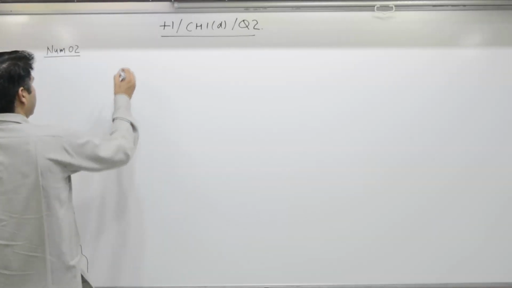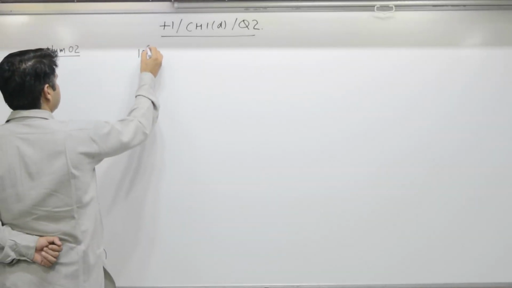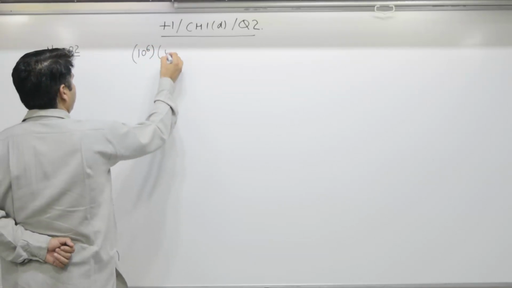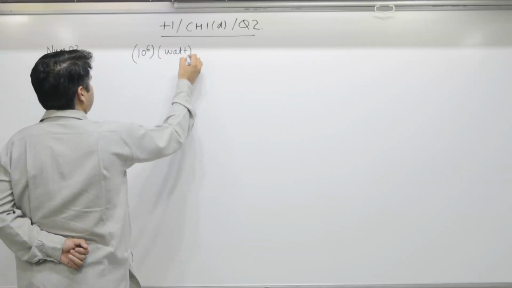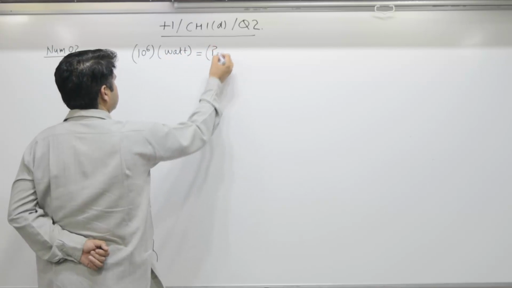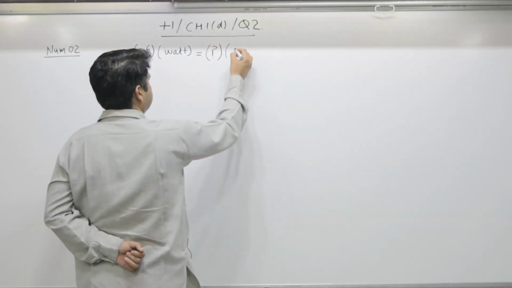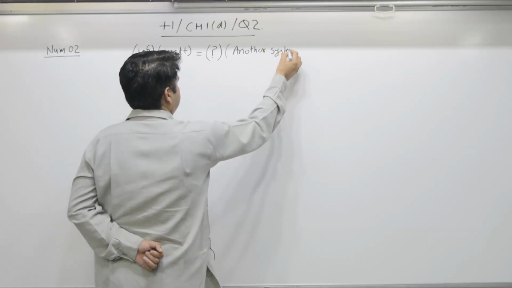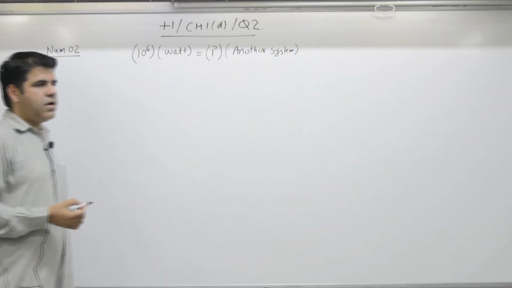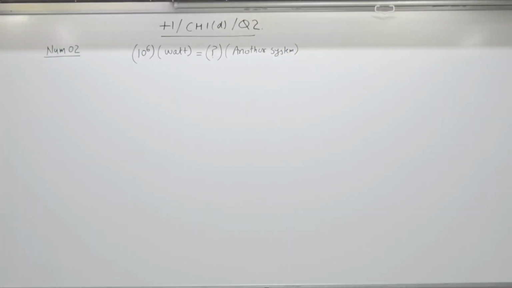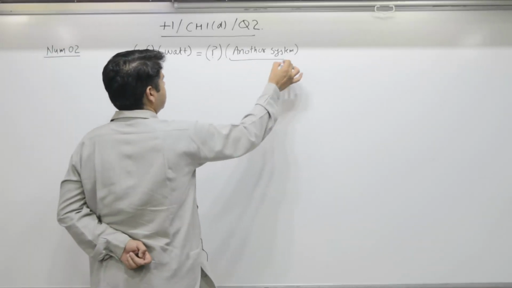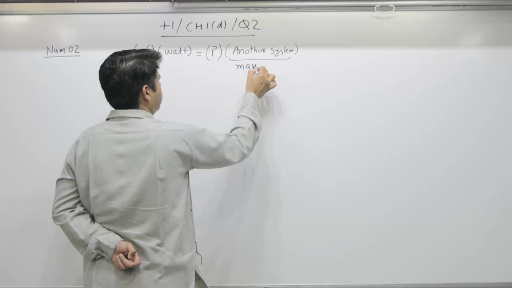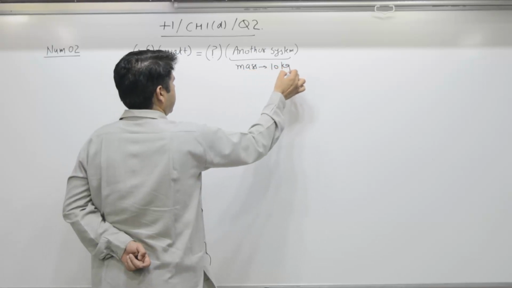Question is simple. 1 megawatt means 10 raised to the power 6 watt is equal to how much on another system? What kind of system it is? Mass. This system, for this system mass, fundamental unit on this is 10 kg.